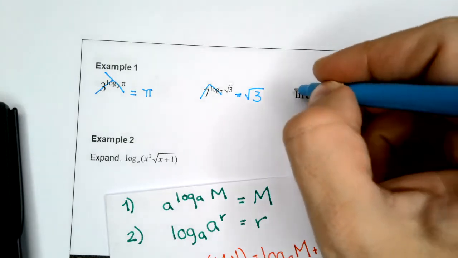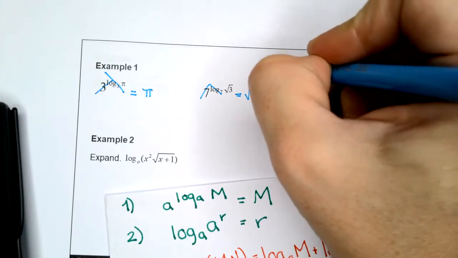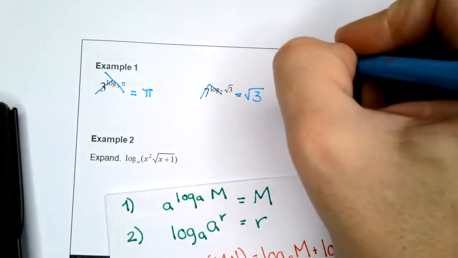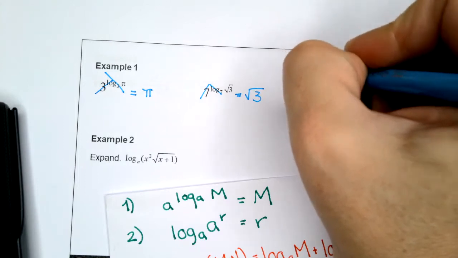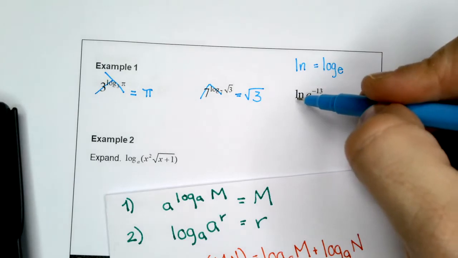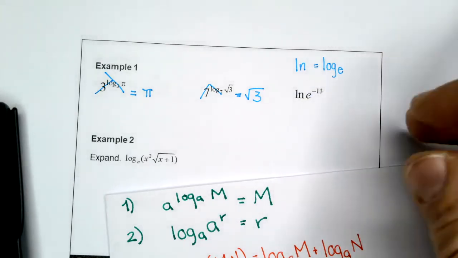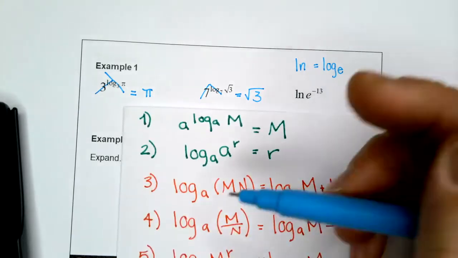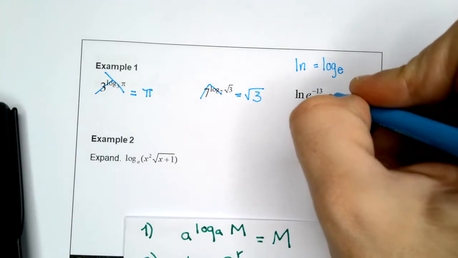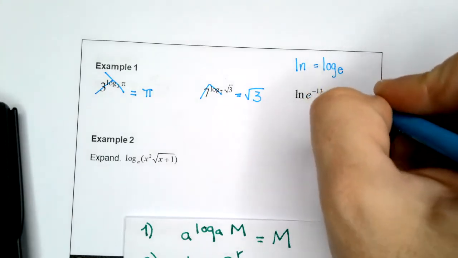This third example, ln, remember, means the natural log. So ln of anything is also the log base e of anything. So we're really saying log base e of e to the negative 13, right? That's just like number 2, log base a of a raised to r. Log base e of e raised to negative 13 will give me negative 13.